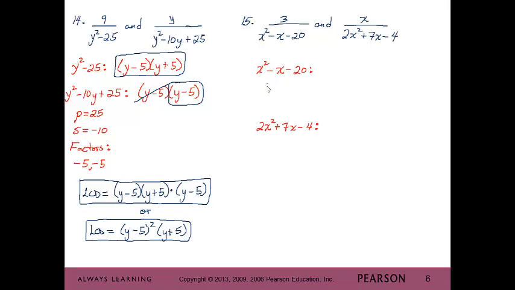The factor of the first is going to be product and sum. The product is negative 20, and the sum is negative 1. And they are negative 5 and positive 4. So the first, x squared minus x minus 20, factors into x minus 5 times x plus 4. Now we need to factor 2x squared plus 7x minus 4.